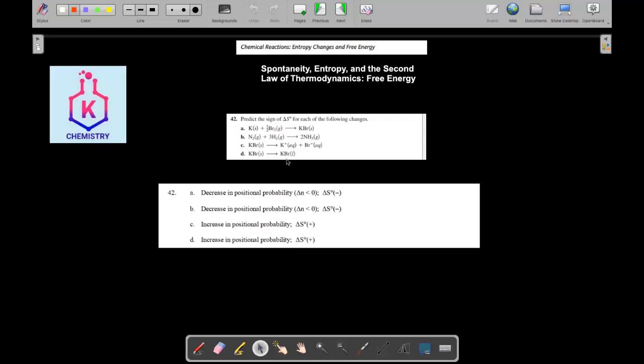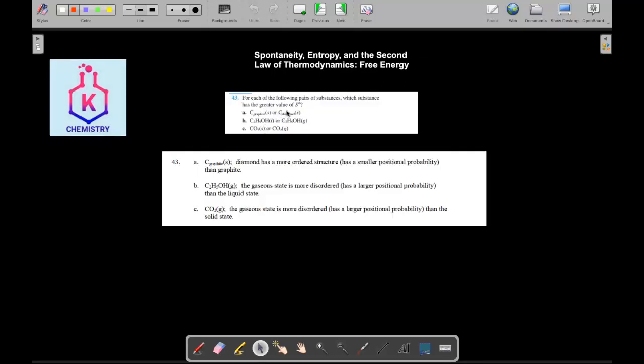And then solid changes into liquid, the temperature increased, and the dispersion has increased. The increase of randomness, so it becomes positive. For each of the following pair of substance, which substance has a greater value of S? Is it the graphite or the diamond?